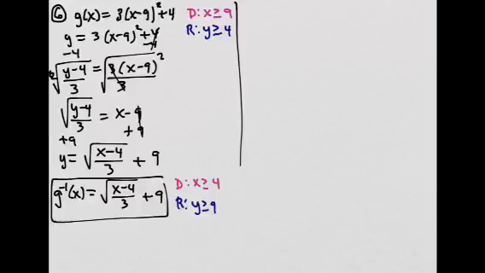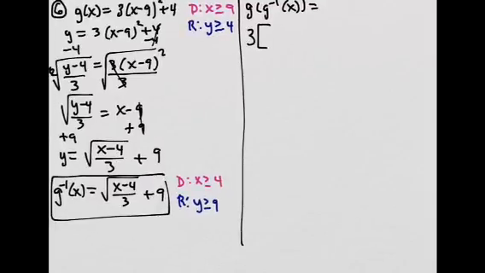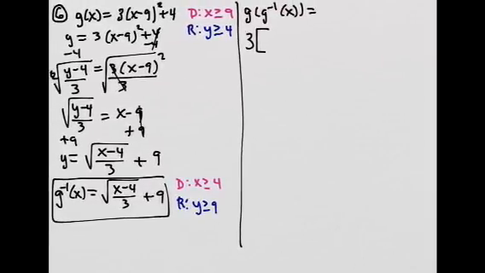Now let's go ahead and do the composition. So we're going to do g of g inverse of x. So we take 3, I'm going to use brackets so I could keep the x together. So this is going to be square root of x minus 4 over 3 plus 9. This is my x, minus 9 squared plus 4.